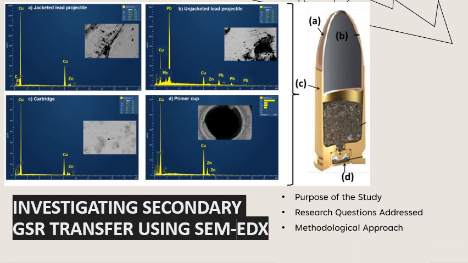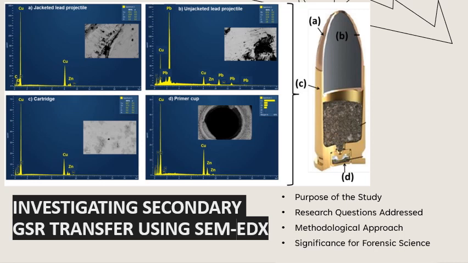So the methodological approach for this study utilized scanning electron microscopy with energy dispersive X-ray spectroscopy, SEM-EDX, to analyze the gunshot residue. The GSR samples were collected under controlled experimental conditions designed to simulate real-life interactions and scenarios involving firearms. Specific scenarios were tested, including direct firing, a handshake after firing, and the handling of a firearm after discharge, to assess the potential for secondary transfer in each of the contexts.